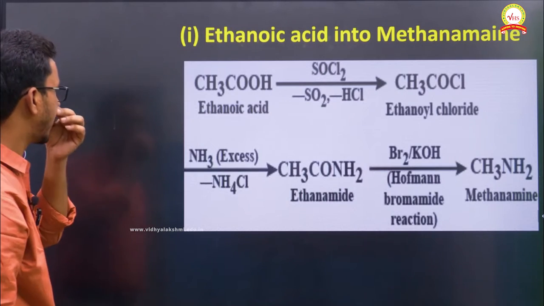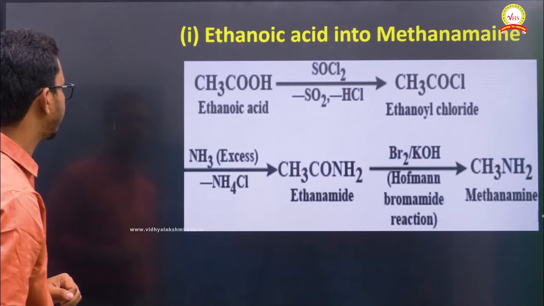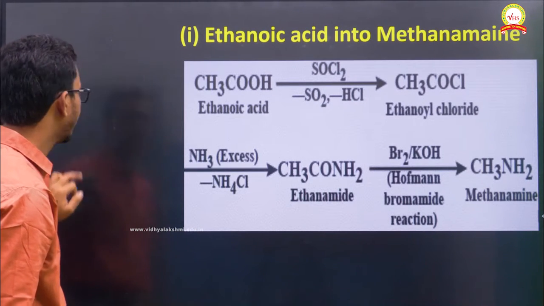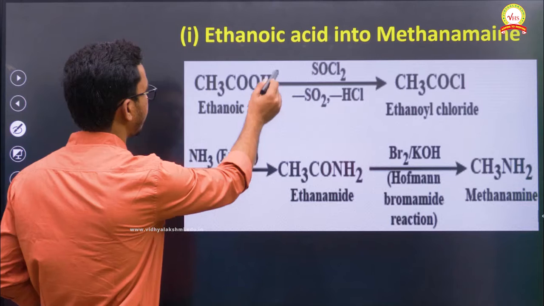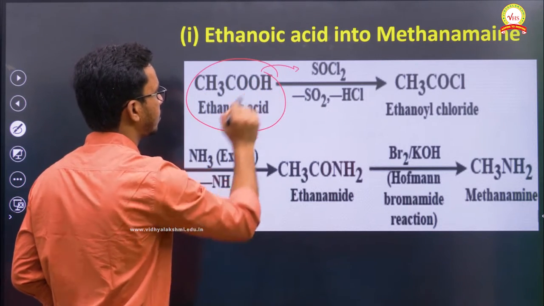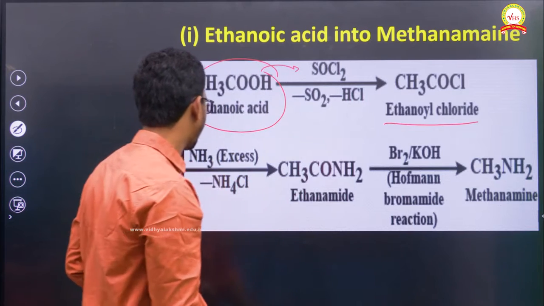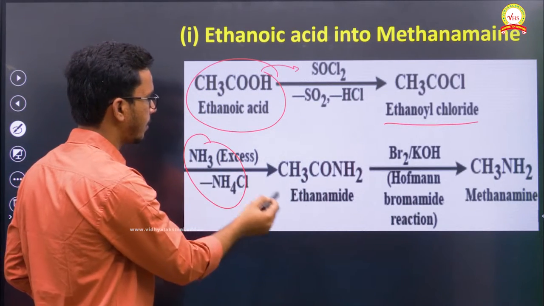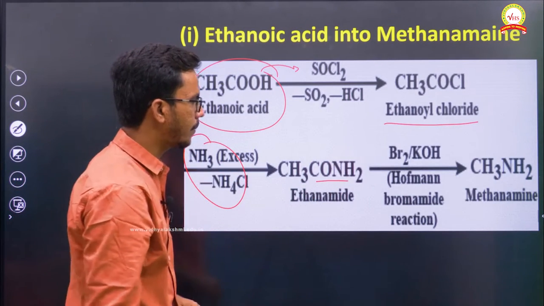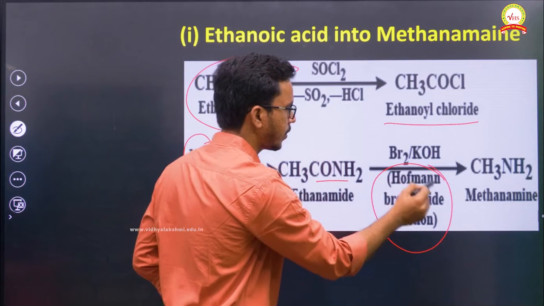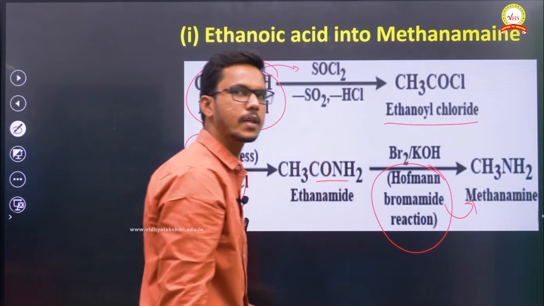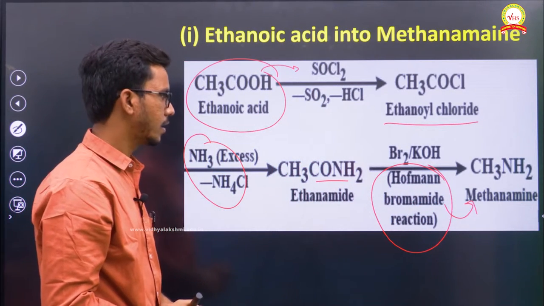Before that, let us see the conversion, the same conversion which we have discussed now. As we have already discussed, ethanoic acid on reaction with SOCl2, what will be formed? Ethanoyl chloride will be formed. This ethanoyl chloride on reaction with NH3, formation of amide takes place. This amide and Hofmann bromamide reaction gives what? Methanamine. So the conversion which we have used is right.